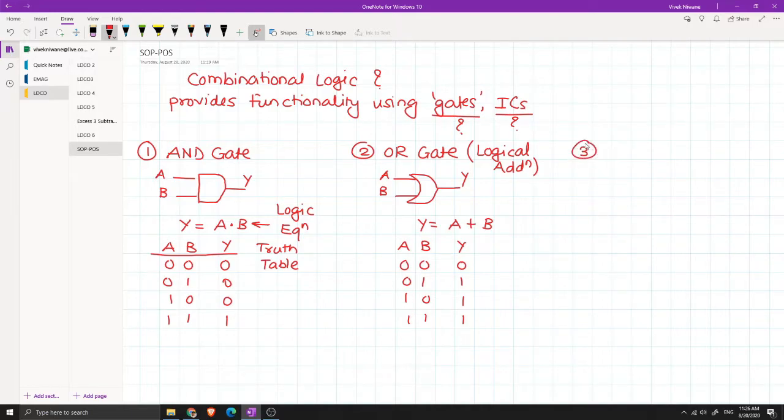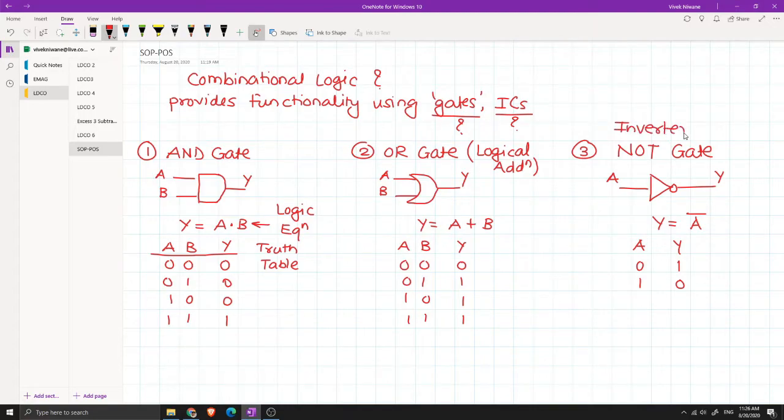Then the third gate is the NOT gate. The NOT gate symbol is like this. One input and one output. The logic equation for the NOT gate is Y is equal to A bar, meaning A complemented. So A and Y: 0, 1. A complemented is 1 and 1 complemented is 0. The NOT gate is also called an inverter.